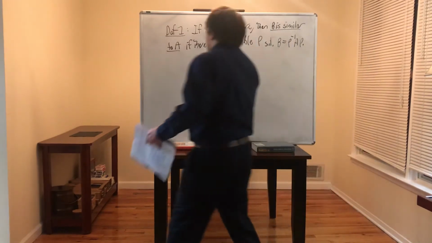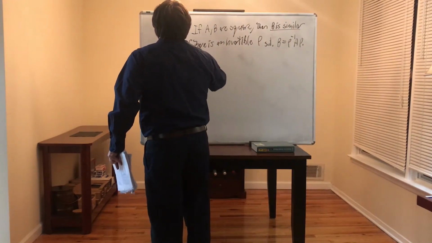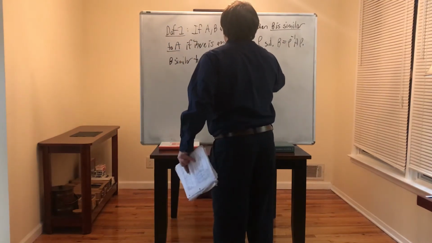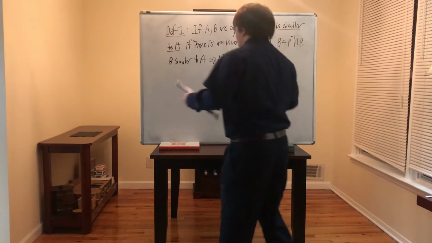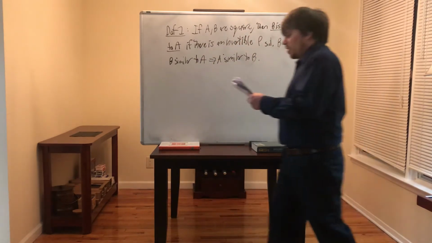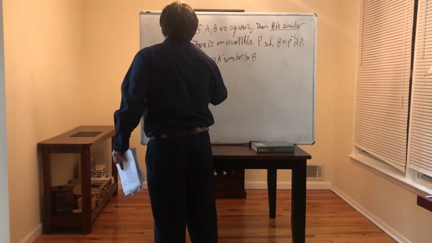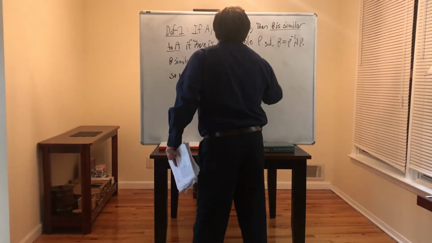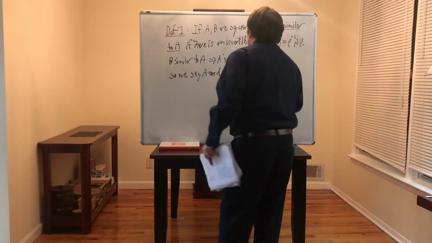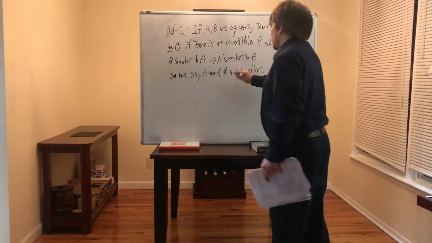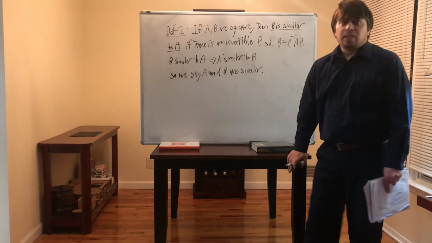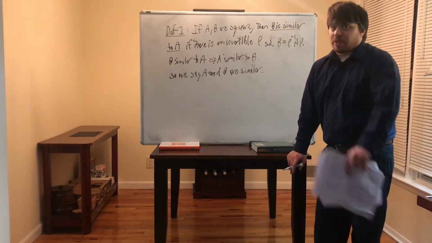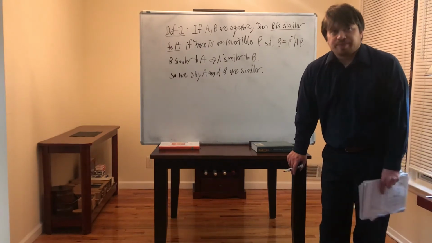Okay? B being similar to A implies that A is similar to B. So we say A and B are similar. Instead of saying one matrix is similar to the other, we just say that the two are similar to each other. Instead of saying A is similar to B or B is similar to A, we'll just say A and B are similar because one implies the other.